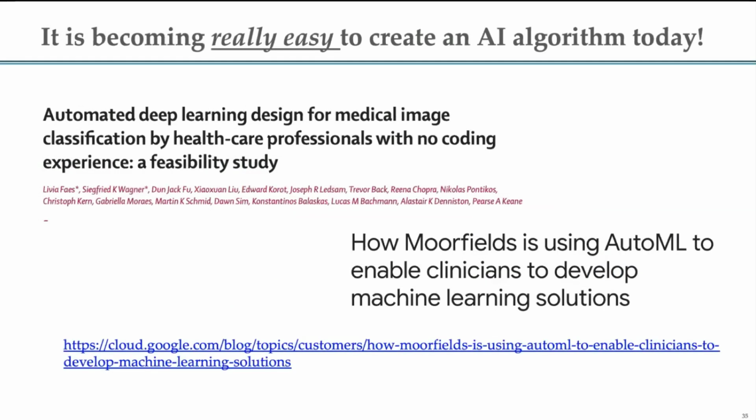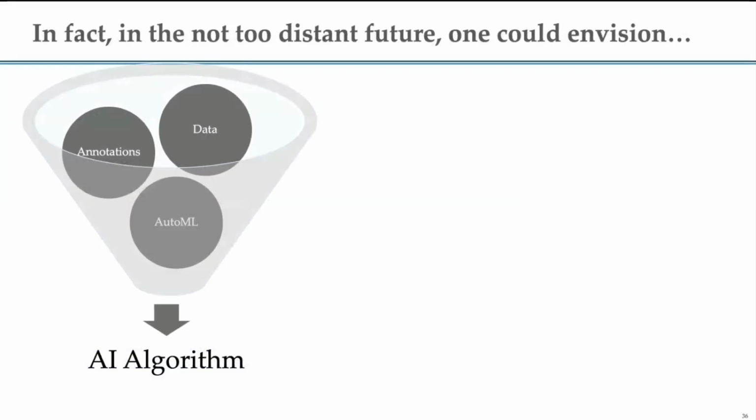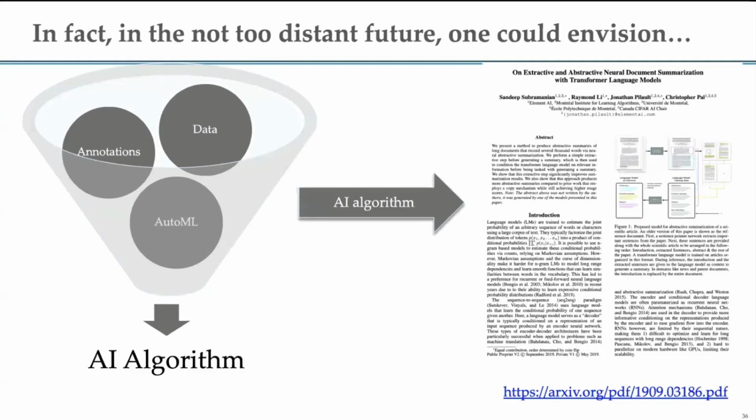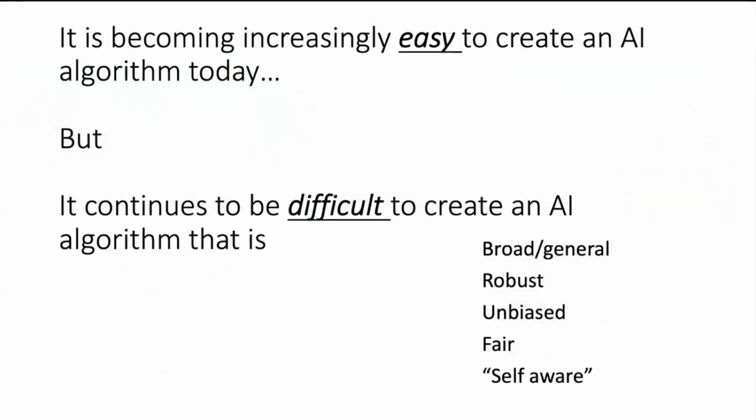So it's becoming really easy to create AI algorithms today, as we see by the proliferation, both in the literature and everywhere else. One thing we are starting to see more of is AutoML type approaches. So basically you take your annotations, you take your data, put it all into a funnel, and out pops a nice AI algorithm. And in fact, we're starting to see that you can create abstracts. So in a not too distant future, we can see our AI algorithm going all the way from raw data to the abstract.